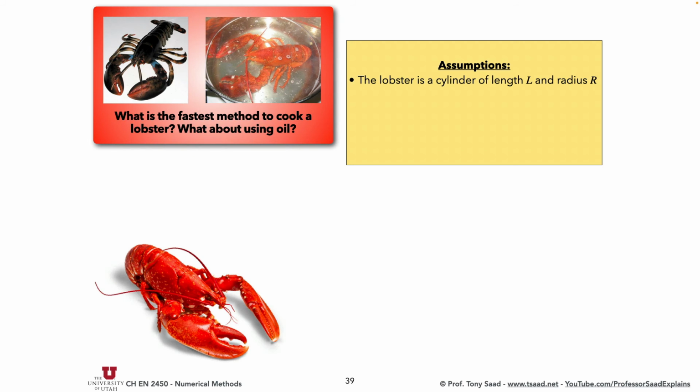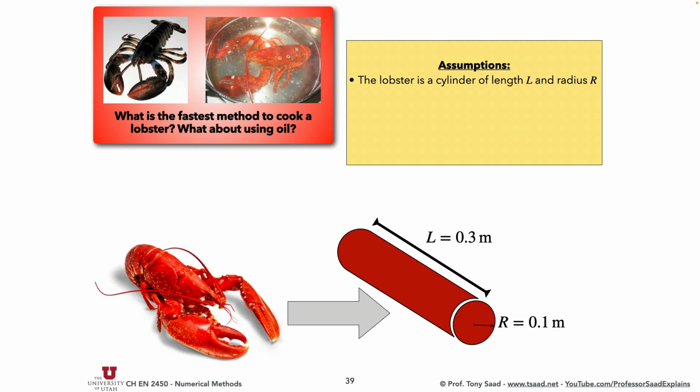Okay, now the assumptions. We're going to assume that the lobster is a cylinder. Hey, it's not that bad. Seriously, the tail of the lobster is one of the best parts, right? It's like a cylinder. It's not a bad assumption, okay? It's not as bad as assuming a chicken is a sphere, like in physics. Anyway, so the lobster is a cylinder of length L and radius R.